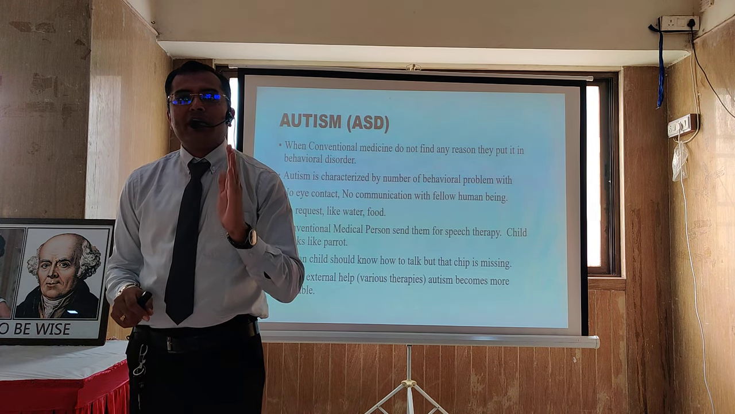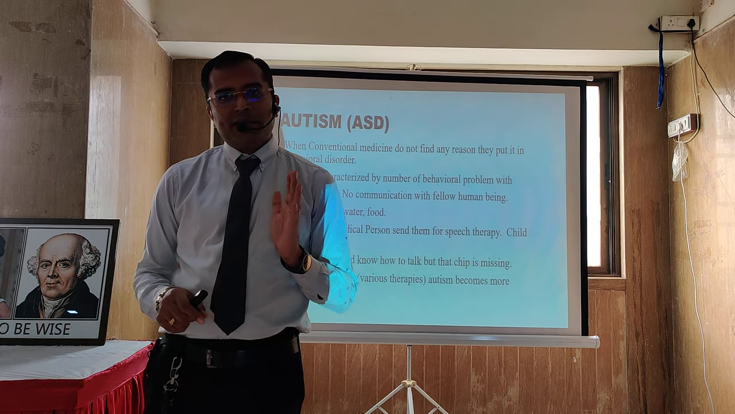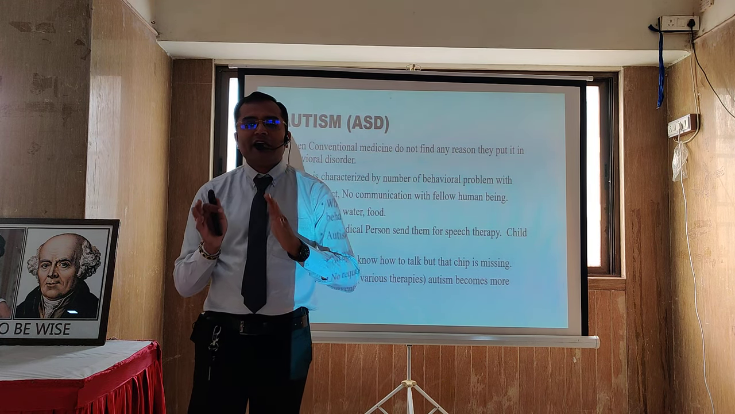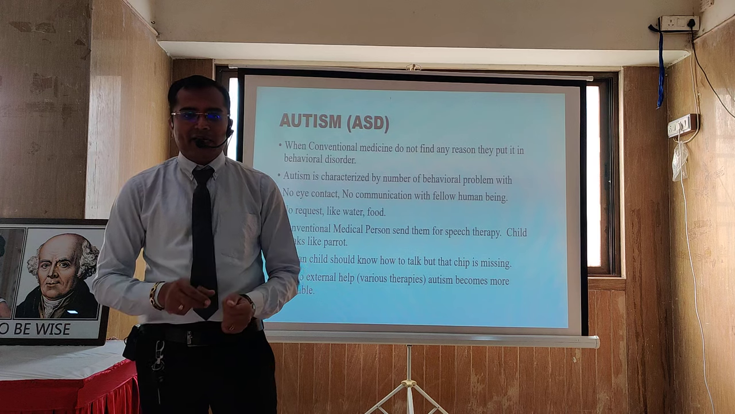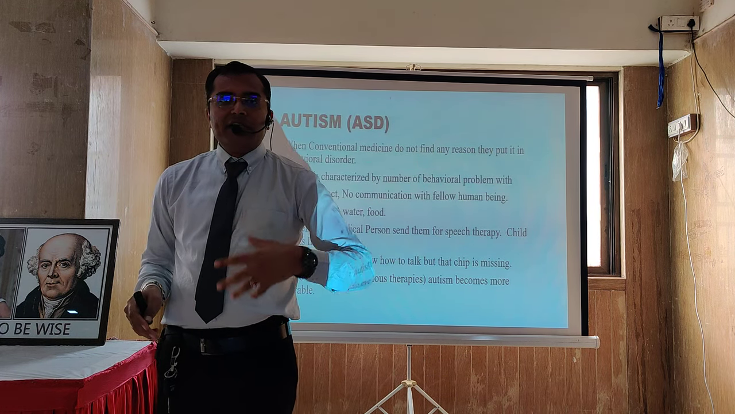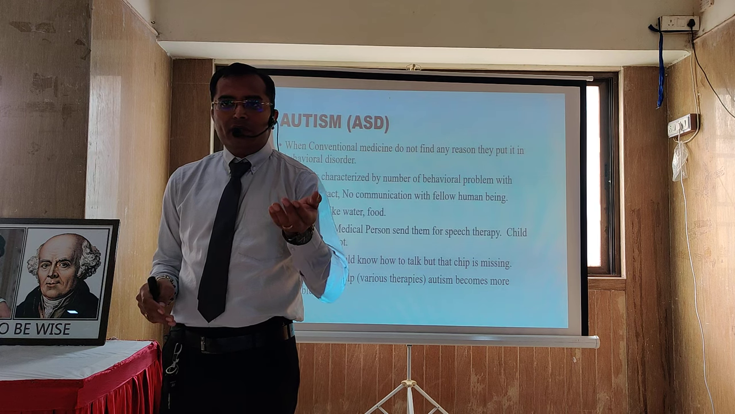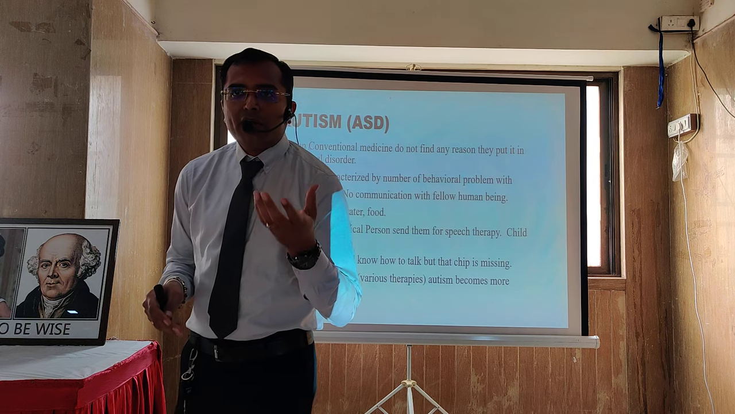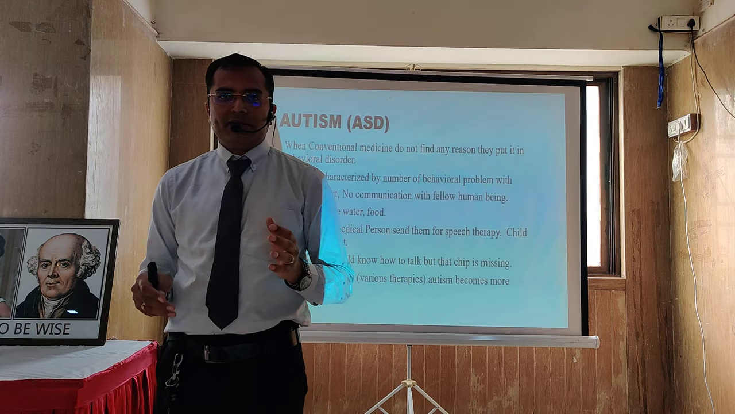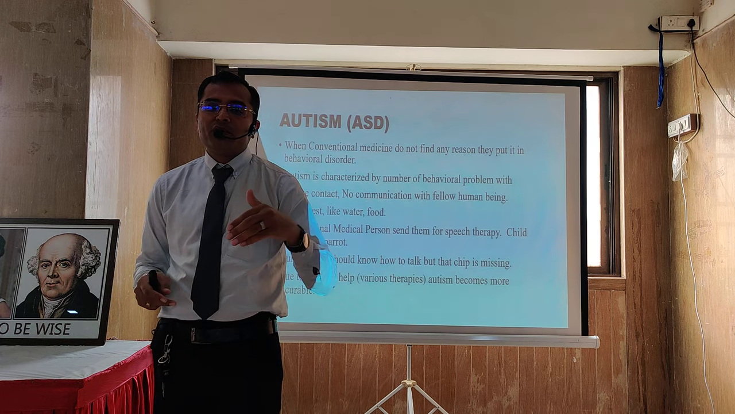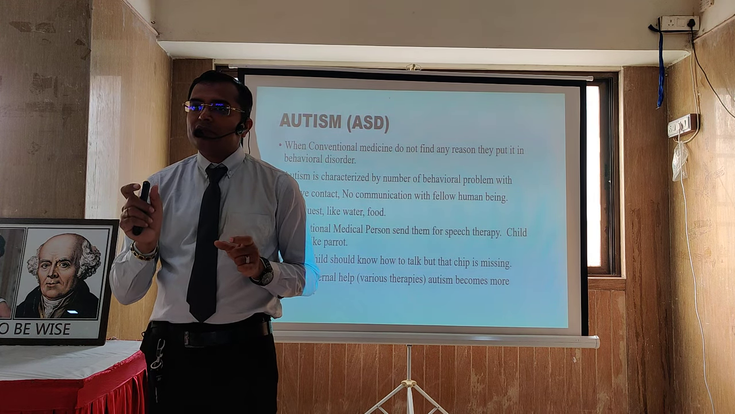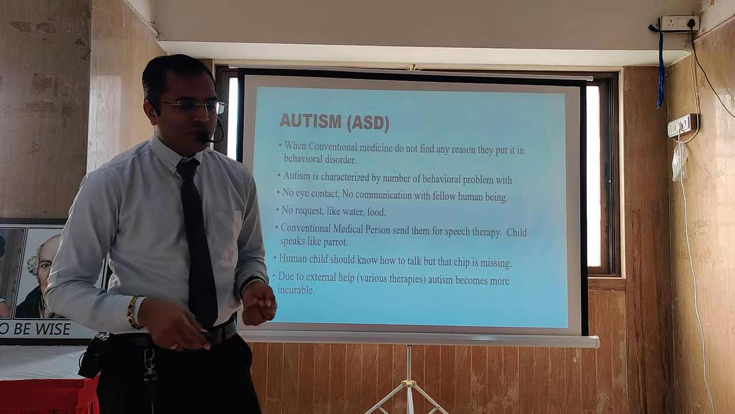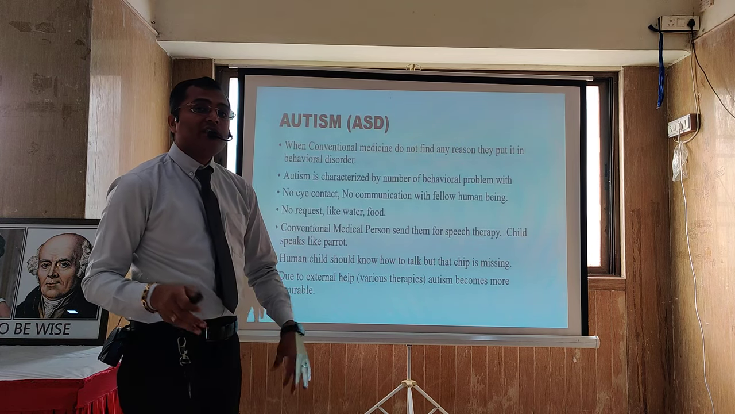So this is like training a tiger in a circus. But the natural ability of the tiger or lion is not there in the circus. This is like a circus. So conventional medicine treats like that. But a human child should know everything genetically. You don't need to advise or make a child learn how to speak. They learn everything naturally. So this is what a human child should know, how to talk, but something is missing in that. What is missing is the chip in the brain, and that is called autism. Okay. So due to external help, various times autism becomes worse.